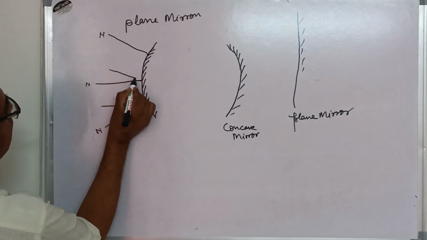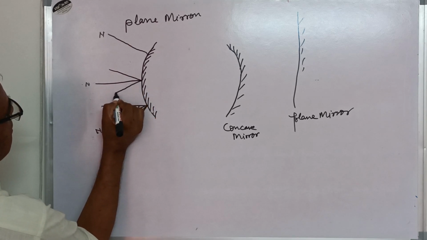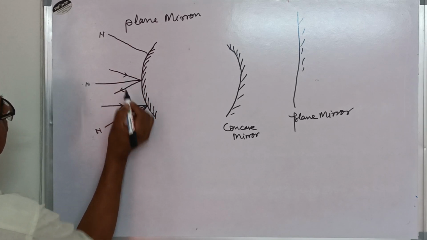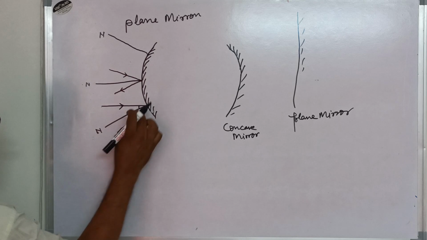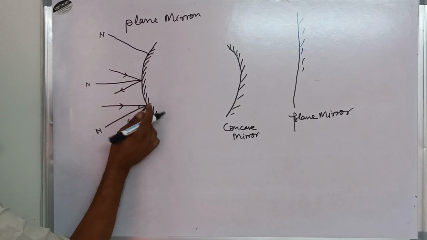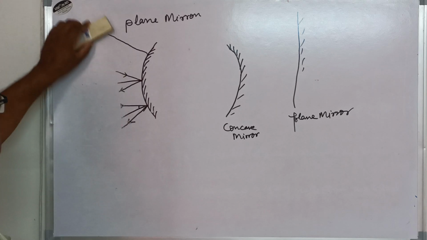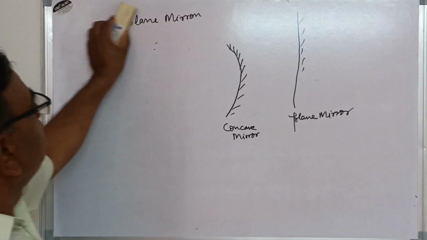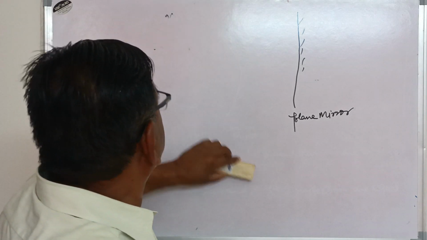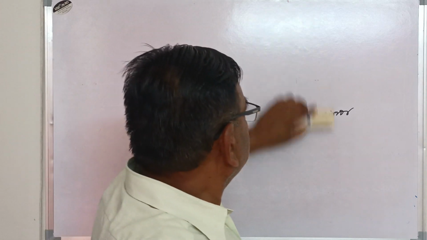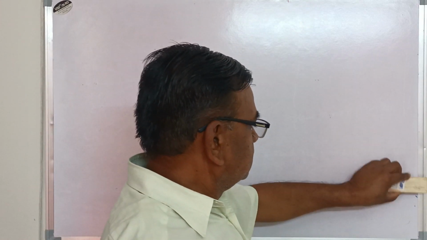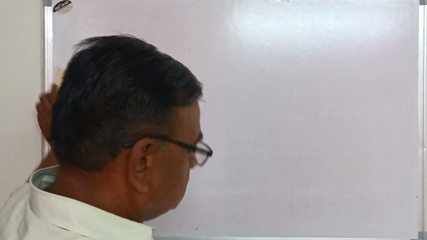Similarly here, as you know, in the case of plane mirror, this is it. But the orientation of these things, the normal and rays, are different at different points, but the laws of reflection will be followed for the concave mirror and convex mirror also.